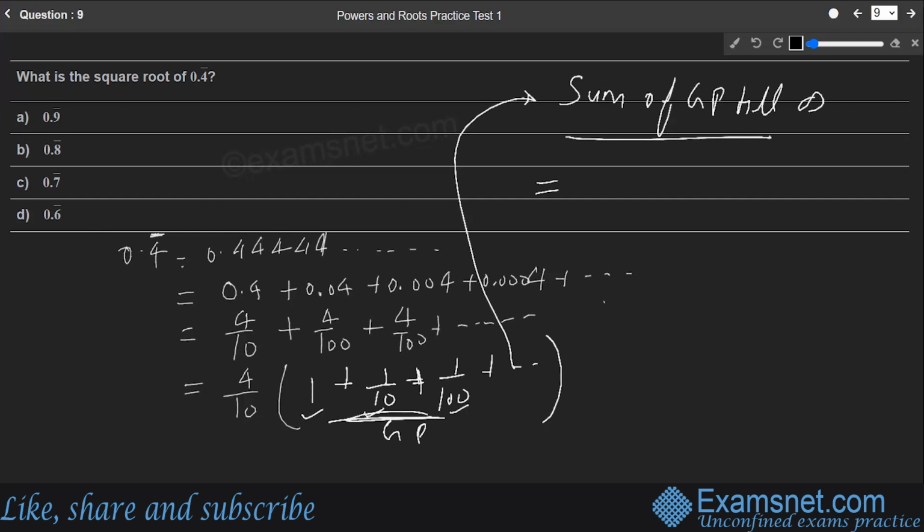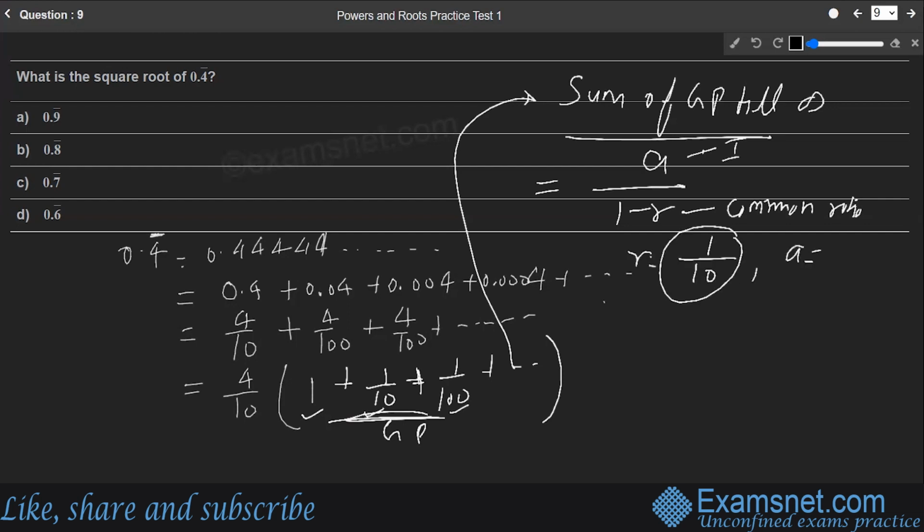What is the formula for the sum of a geometric progression till infinity? It is nothing but A upon 1 minus R, where A is the first term and R is the common ratio. Here, what is the common ratio? The common ratio is nothing but 1 by 10, and A is the first term, that is 1.